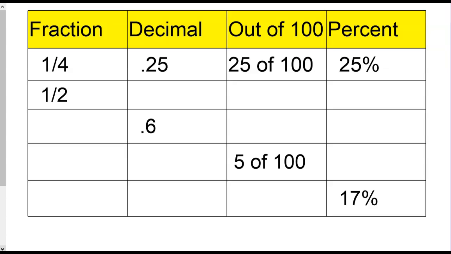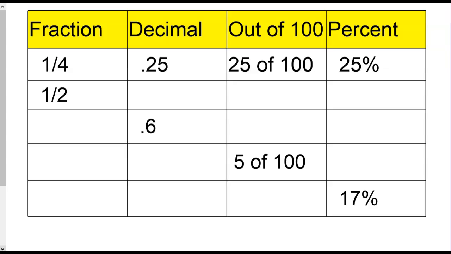This is our quick review for how to convert fractions, decimals, and percents. I included another column, the out of 100, to hopefully help people remember what that is and how to do it. So when we look at the top row, we see that 1/4 is our fraction. The decimal is going to be 0.25. It's going to be 25 out of 100, and it's going to be 25%.